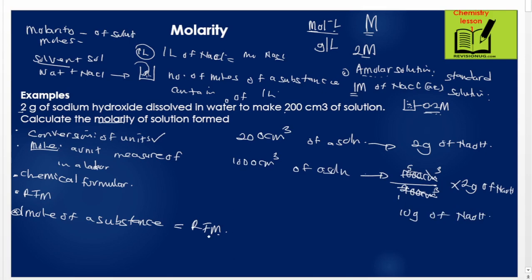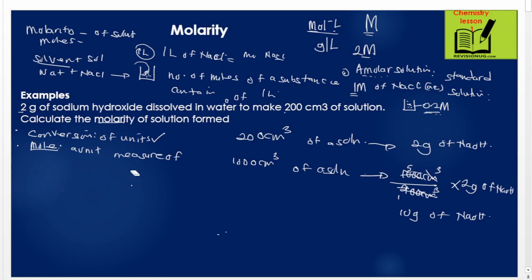But the question did not ask for the mass. No, the question asked for molarity. Remember, we say that molarity refers to the number of moles in a liter of a solution. Therefore, after getting the grams, now we are going to convert grams to what we call moles. And how do we change grams to moles? Then we said we are using our leading statement that says that 1 mole of our substance, which is sodium hydroxide, is equivalent to its RFM.